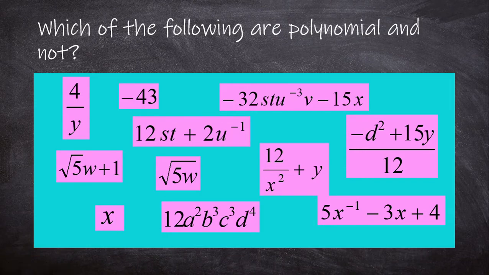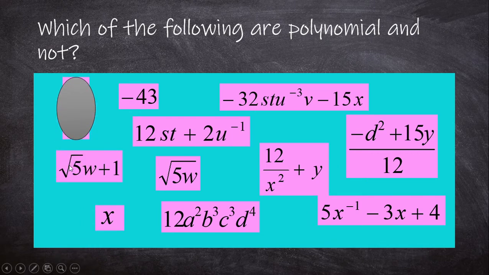So which of the following are polynomials and which are not? So for easy identification of these expressions as polynomials or not, we will cover them if it's not a polynomial. So let's identify the first expression. 4 over y is obviously not a polynomial because it has a variable in the denominator, which is y. So we will cover that.